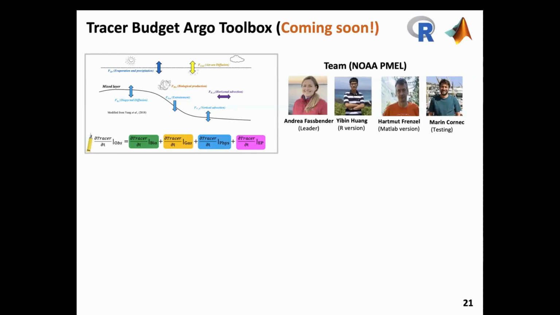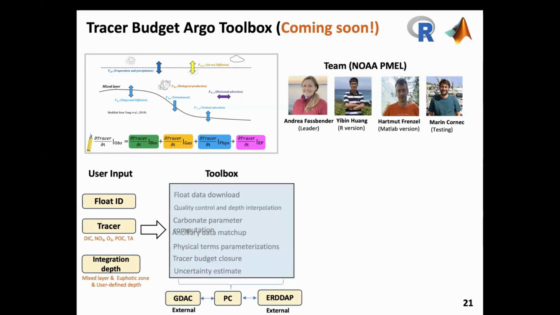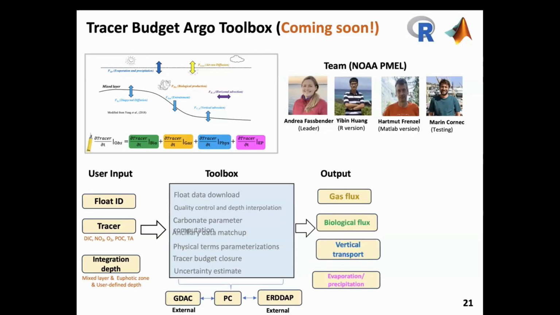The motivation for us is to try to reduce the user barrier to perform the tracer boundary corrosion based on the BGC Argo data. In this toolbox, you only need to provide 3 basic parameters: float WMO ID, the tracer you are interested in, and the depth integration. Then the toolbox will take over everything to help you download the data from the GDAC, match up with the ancillary parameters from the ADAS, parameterize the physical term, and do the uncertainty estimate. Just a few minutes wait, you can get the output for the different tracer budget terms.